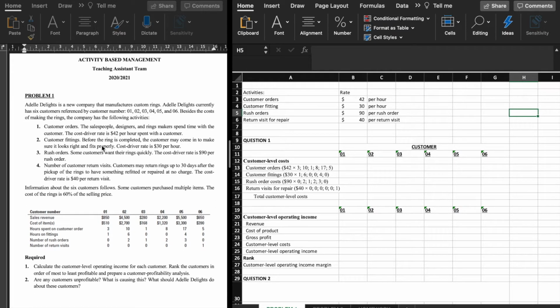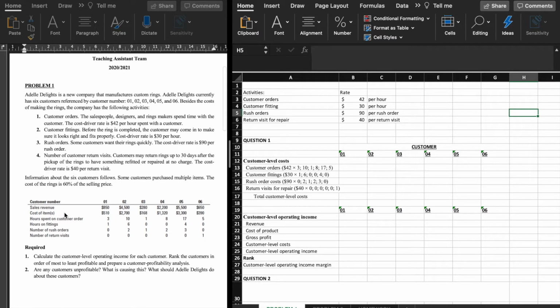Adele Delight is a new company that manufactures custom rings. Adele Delights currently has 6 customers, referenced by customer numbers 1, 2, 3, 4, 5, and 6. Besides the cost of making the rings, the company has the following activities: customer orders, customer fittings, rush orders, and number of customer return visits. Each activity has its own rate per hour or per number. And this is the information about the 6 customers.